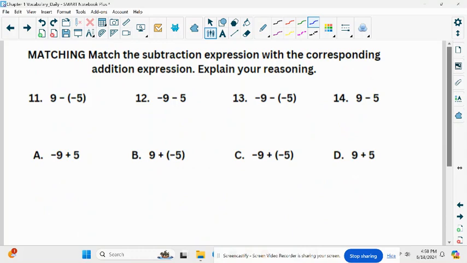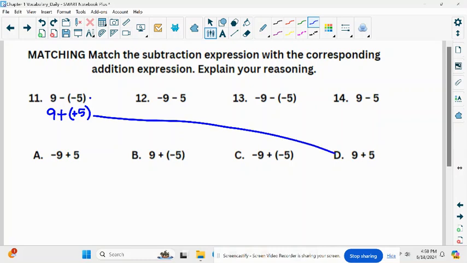Okay, here they want us to match by changing the signs. Like, what should it be and matching it with our letters? So it says match the subtraction expression with the corresponding addition expression. Explain your reasoning. So how would we change this one to addition? That's right, we change the sign to addition. We change the sign here. So 9 plus positive 5.